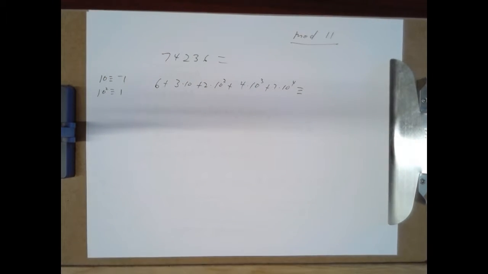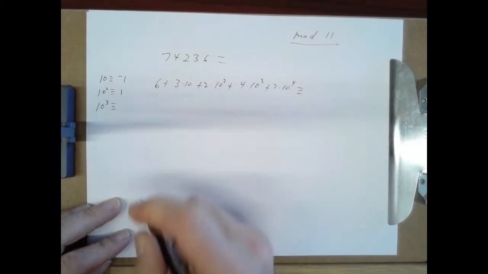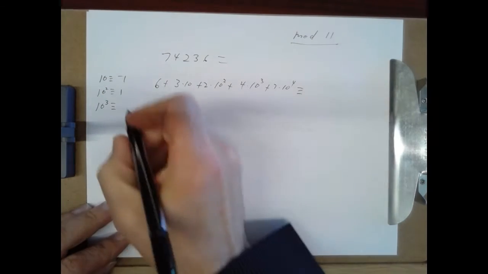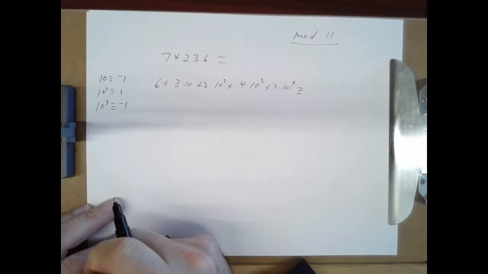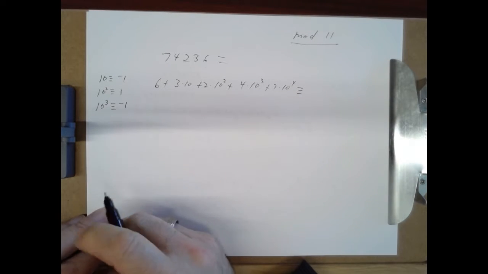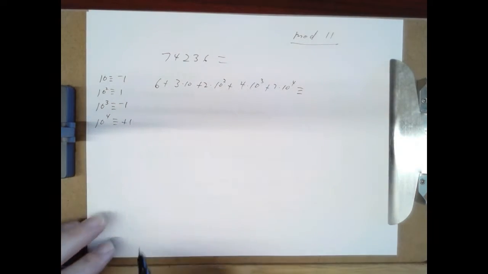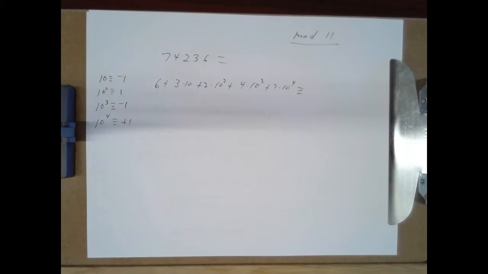100 is 1 more than 99. 10 cubed is going to be congruent to -1 cubed, which is -1. So 1001 is a multiple of 11. It's 7 times 13 times 11. 10 to the 4th is congruent to +1, and so on. So the even powers of 10 are congruent to 1. The odd powers are congruent to -1.